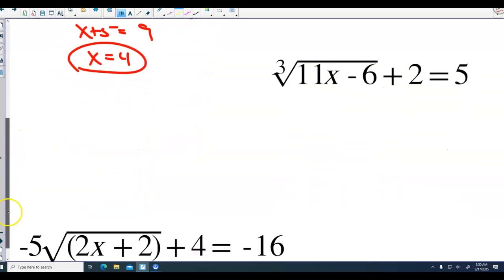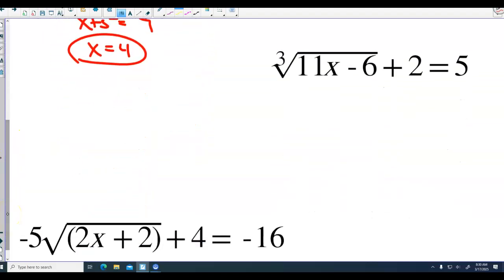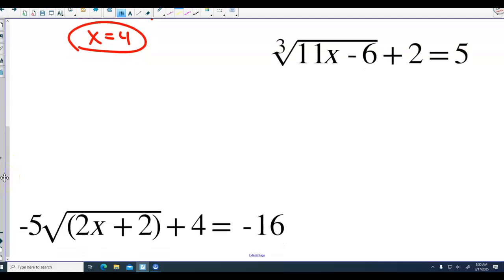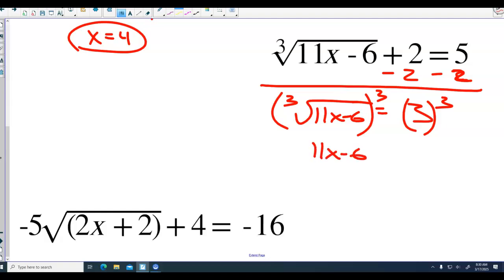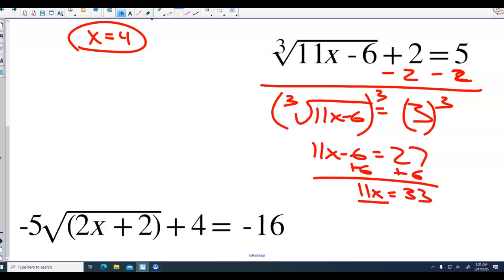The second problem, same deal. The cube root of 11x minus 6 equals 3. To get rid of a cube root, we don't square it, we cube it. 11x minus 6 equals 27. We add 6. 11x equals 33, and we divide by 11, x equals 3.